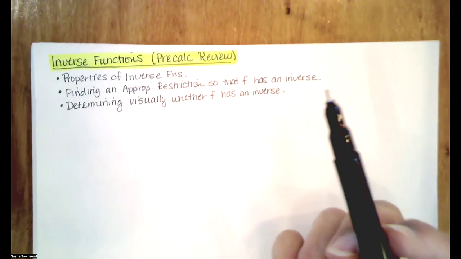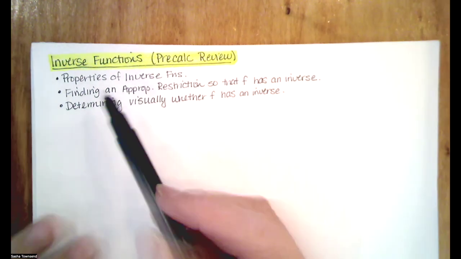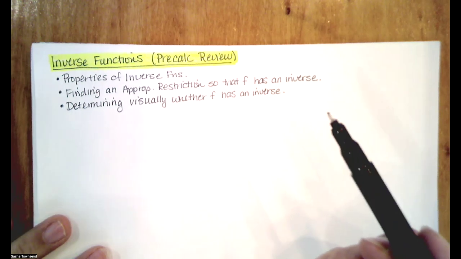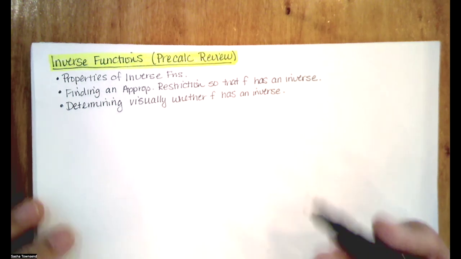In this video, we discuss inverse functions. We'll talk about properties of inverse functions, finding an appropriate restriction so that f has an inverse, and then determining visually whether f has an inverse.